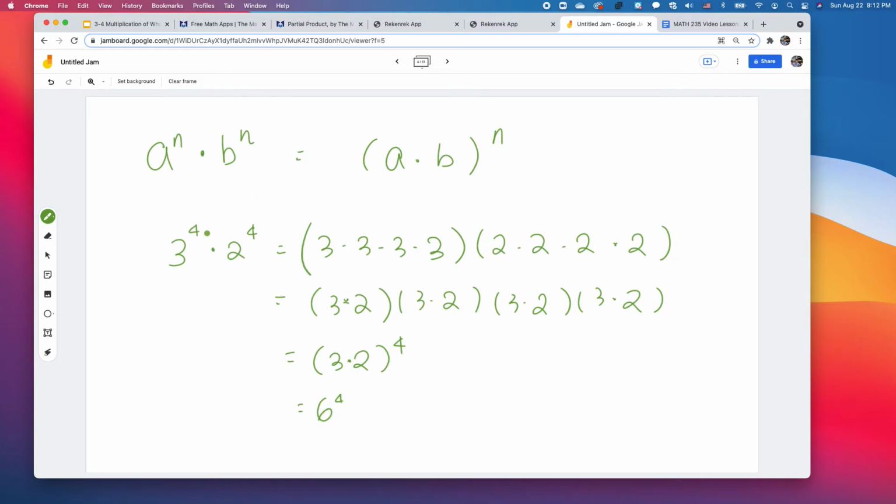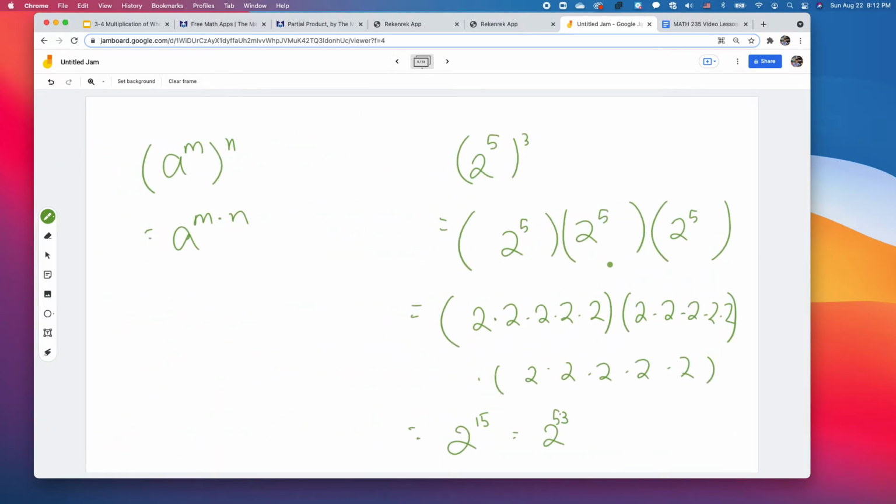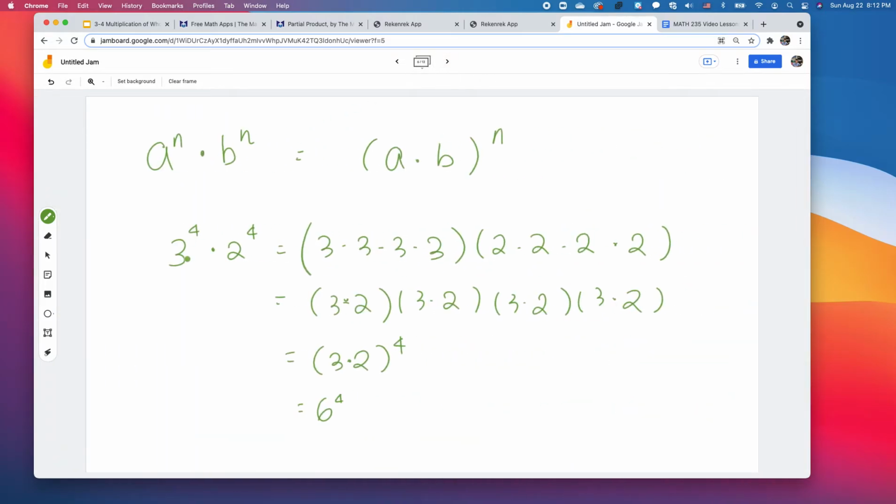Right? So when you have the same exponents this time, previously we talked about same bases, right? But now we are talking about different bases but the same exponents. Then you can put the exponents outside and multiply those two numbers together. That doesn't work for addition. It works only for multiplication.